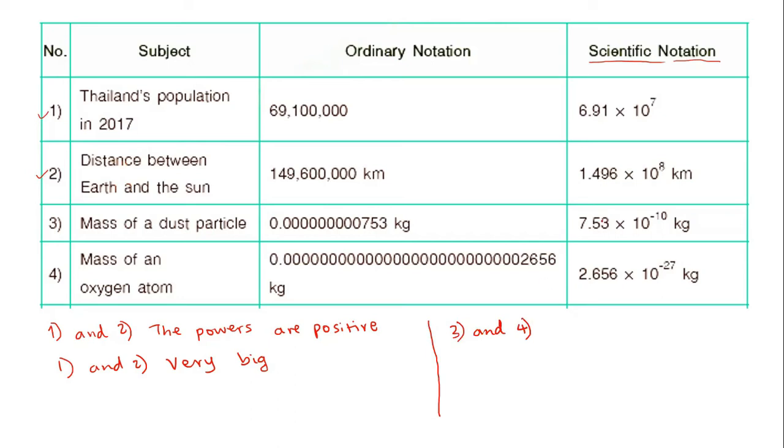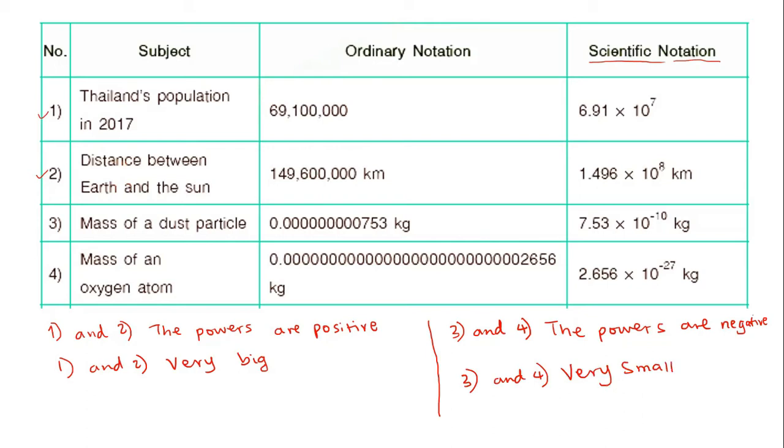What can you say about the powers of 10 in number 3 and number 4? Negative. Very good. The powers are negative. But you can also see that in number 3 and number 4, the numbers are very small. Right?